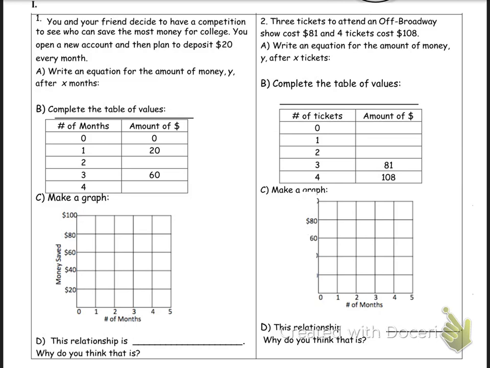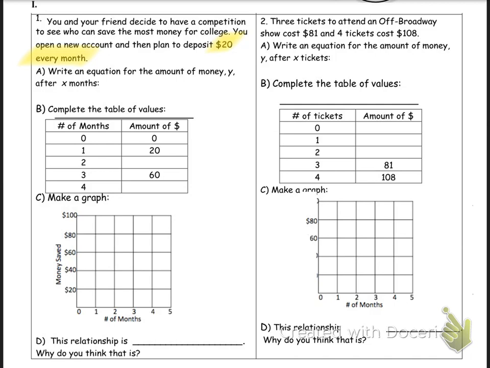So let's look at some relationships and see if they are proportional or not. You and your friend decide to have a competition to see who can save the most money for college. I'm sure y'all do that all the time. You open a new account and then plan to deposit $20 every month. Write an equation for the amount of money y after x amount of months.